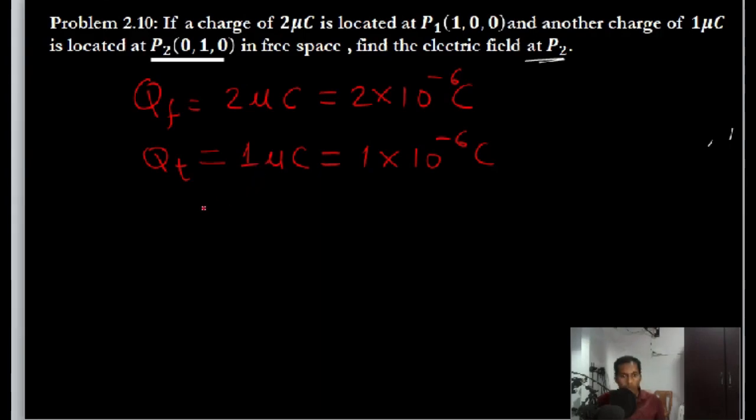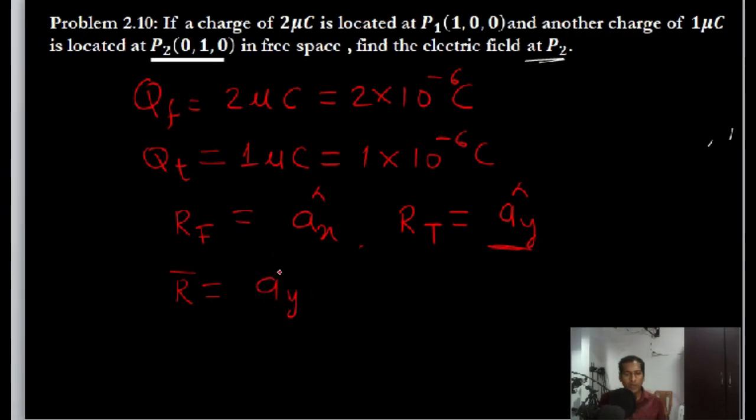So we have the points for source and destination. RF is given with only an X component present, so we get 1 into the X direction, AX cap. Similarly, for QT, RT has only a Y direction component, so let us consider it as AY cap. How do we calculate the overall vector R bar? Destination point minus source point. The destination is RT. So R bar will be equal to AY cap minus AX cap. Now this is the vector R bar.